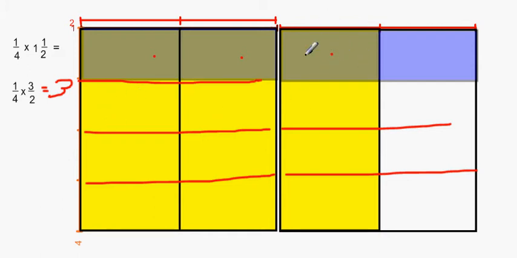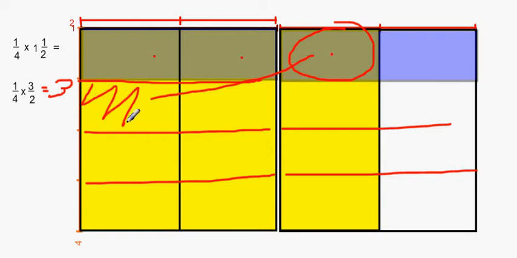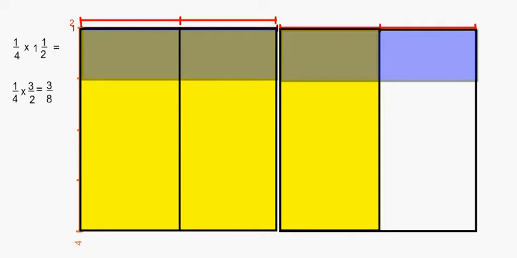And I could take this shaded region here and bring it down into this area here so that I'm counting just on 1 whole piece, in which case I would still have 1, 2, 3 out of my 8 pieces. So my answer is going to be 3/8. So we've shown that it works in either the mixed fraction form or in the improper fraction form.